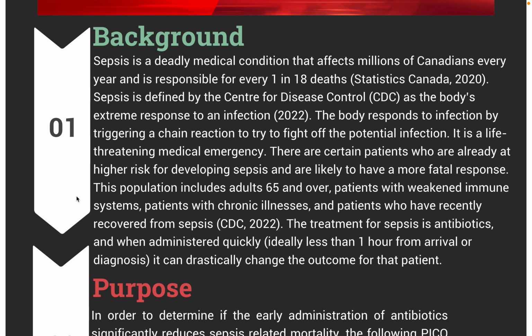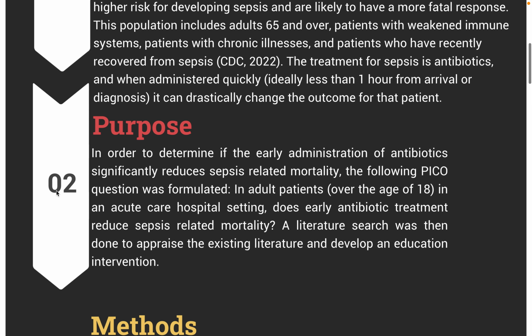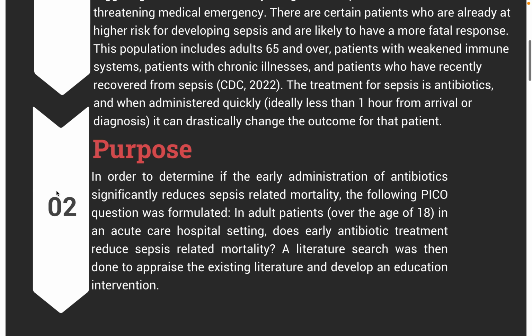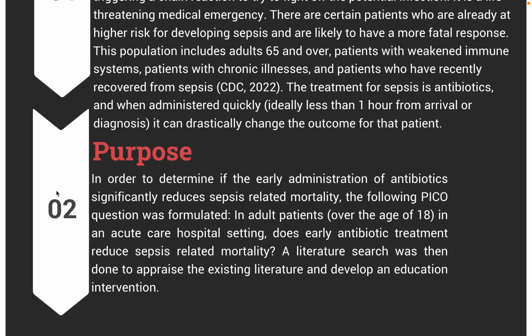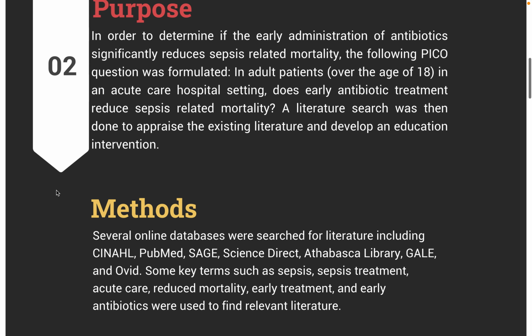The treatment for sepsis is antibiotics, and when administered quickly, it can drastically change the outcome for that patient. In order to determine if the early administration of antibiotics significantly reduces sepsis-related mortality, the following PICO question was formulated. In adult patients over the age of 18 in an acute care hospital setting, does early antibiotic treatment reduce sepsis-related mortality?